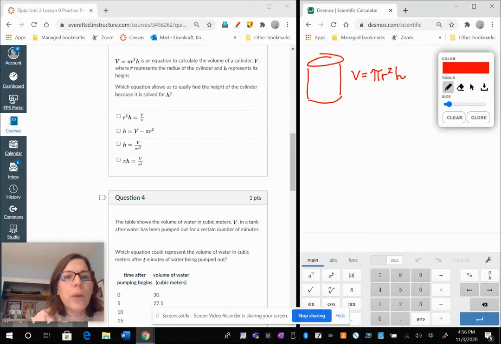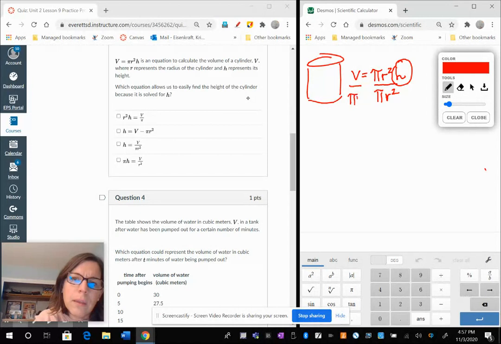It says which equation would allow us to easily find the height of the cylinder because it is solved for h. Okay, if something is solved for h, it means h is alone. Well, h is being multiplied by pi r squared, or pi times r times r. So to unmultiply, you would divide. And you don't need to divide each of these separately. You can treat this as one product. So if you take the total volume and divide it by pi r squared, or the area of the circle, you will be left with the height.